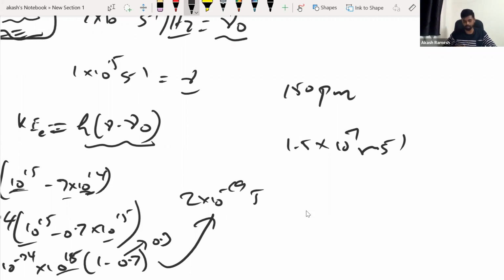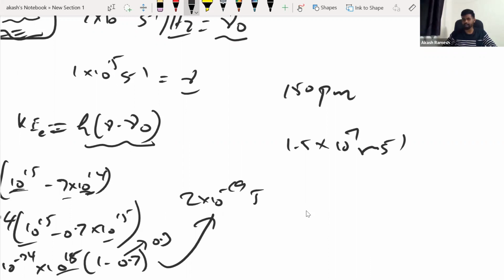Okay, I'll repeat the question, people. If a photon of wavelength 150 picometers strikes a metal, an electron is ejected out with a velocity of 1.5 × 10^7 meter per second, then find its binding energy. We have to find the binding energy of the metal.